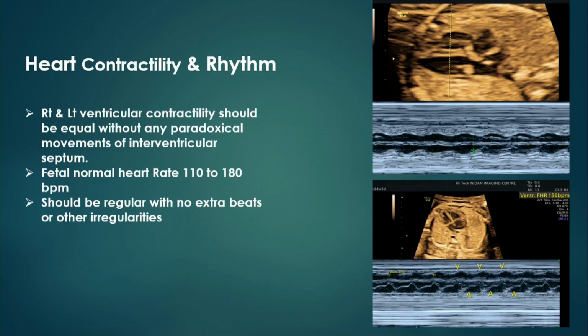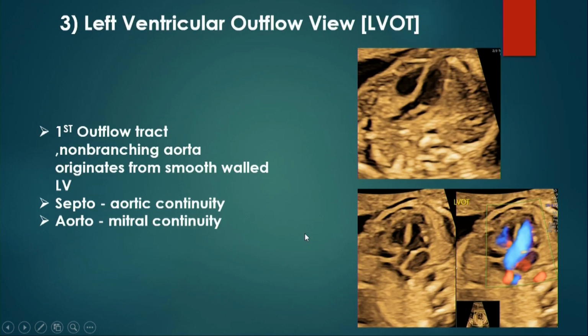Contractility: left and right ventricular contractility should be equal. There is no paradoxical movement of the interventricular septum. Heart rate is 110 to 180 beats per minute, and it should be regular with no extra beats or other irregularities. Here, see the ventricular beats are followed by the atrial beats.